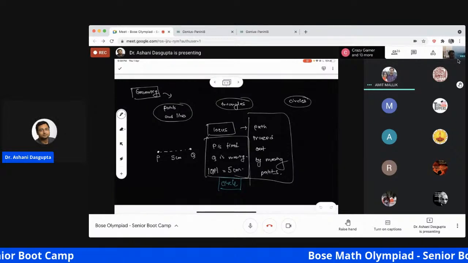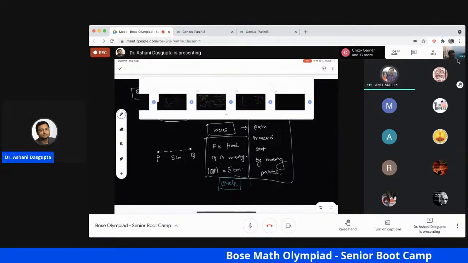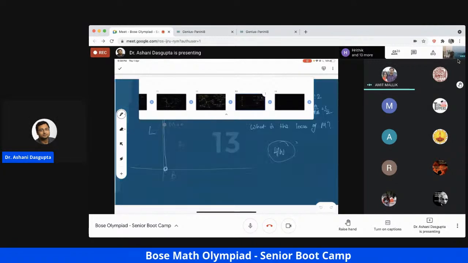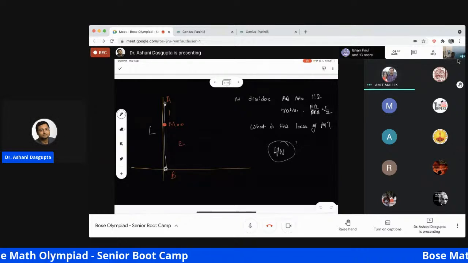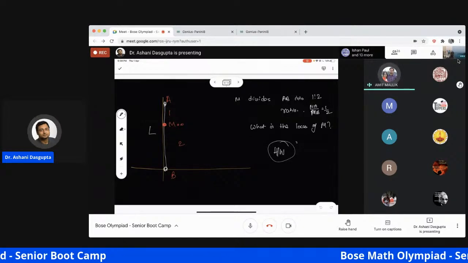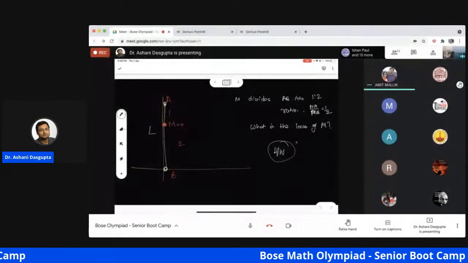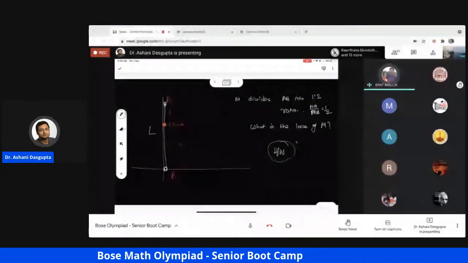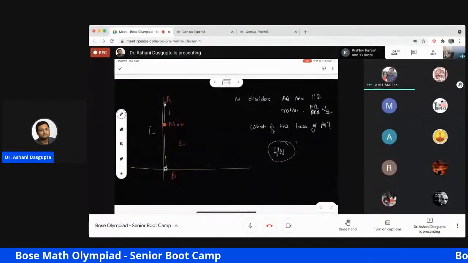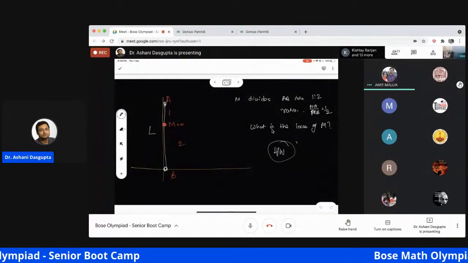So, the ladder is sliding, right? Just like the previous situation, the ladder is sliding again. The position of M is changing as the position of the ladder is changing, right?